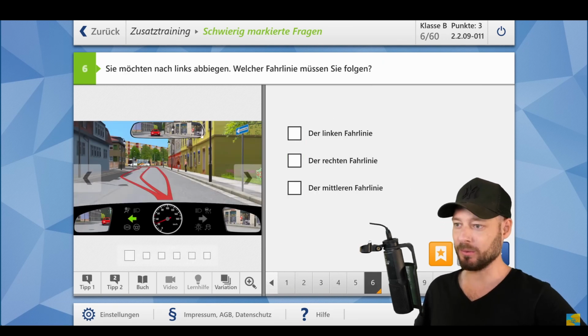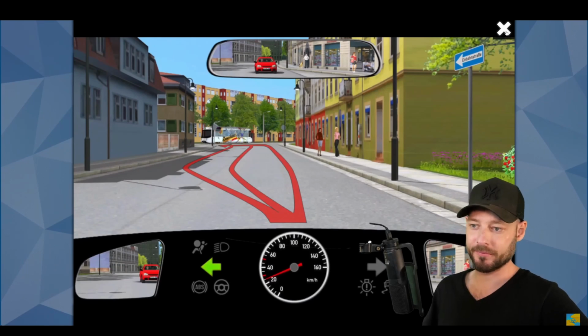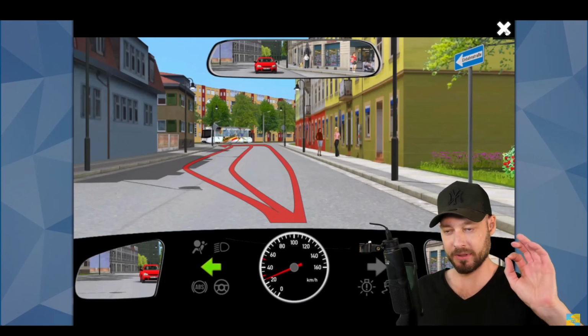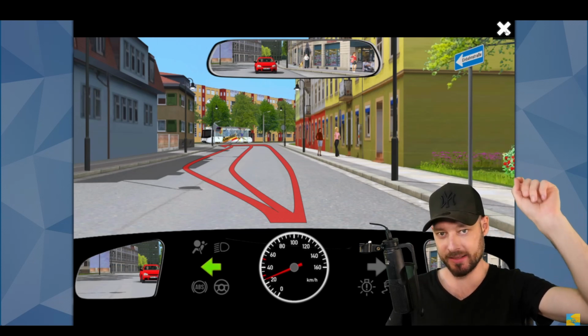So, I've also picked out this question for us here. You want to turn left. Which lane do you have to follow? Be careful, there's a high risk of confusion. Let's look at the picture. We can see that we have a one-way street up there.